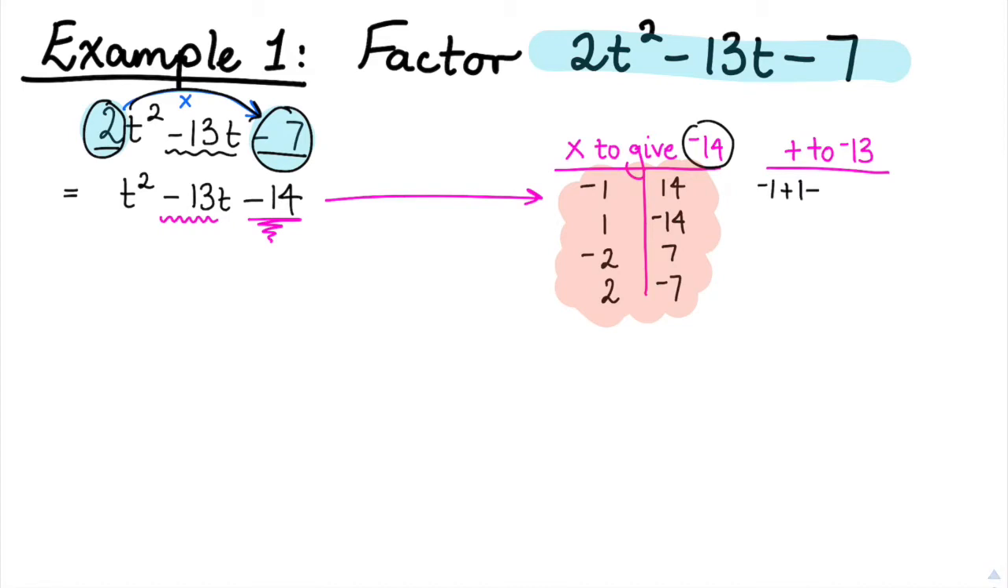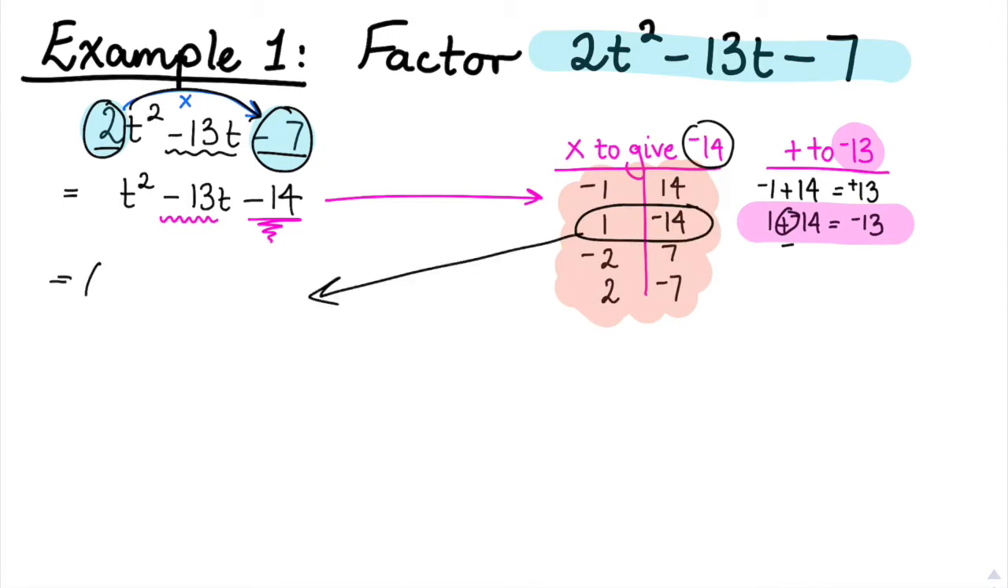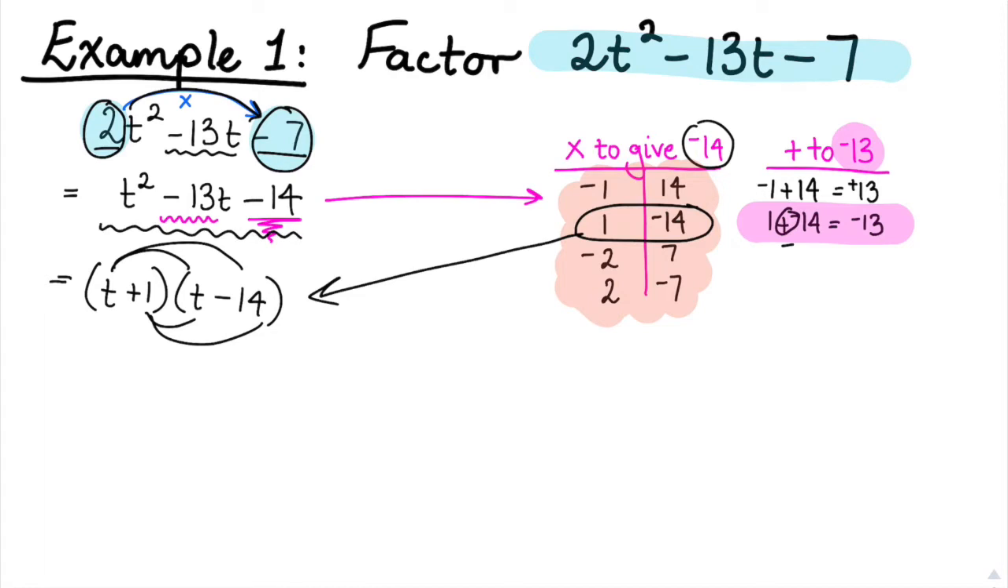Negative 1 plus 14 gives us positive 13. The 1 plus the negative 14, well, the positive and negative just give us a negative. So we're left with 1 minus 14 gives us negative 13. Just what we were searching for. So now we can go ahead and use 1 and negative 14 as our factors. This will give us t plus 1 and t minus 14. So if we were to expand this out, what we'd end up getting is the expression in the line above.